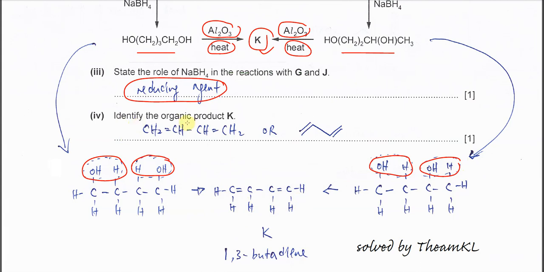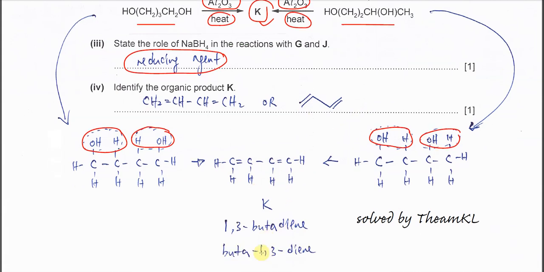Okay, identify the organic product K. Very easy. So once you know this, you just put CH2, CH2, CH, CH, CH2, or you just draw the skeleton. And if you want to name that, you can put buta-1,3-diene.